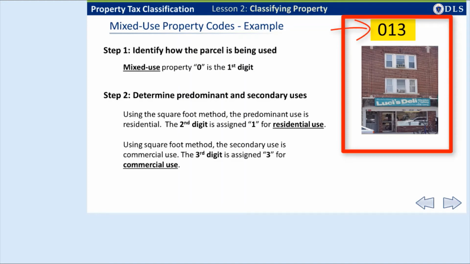In this same example, if the store used 1,000 square feet and the apartments used only 800 square feet, then the full three-digit code would be 031, because the predominant use would be commercial and the secondary use would be residential.